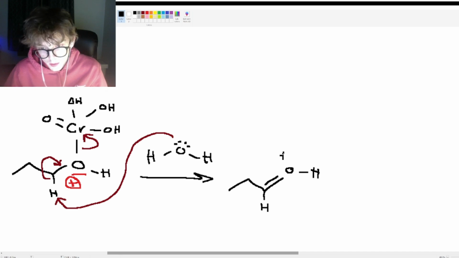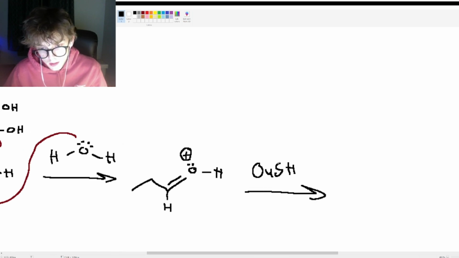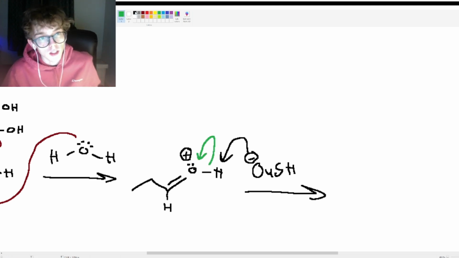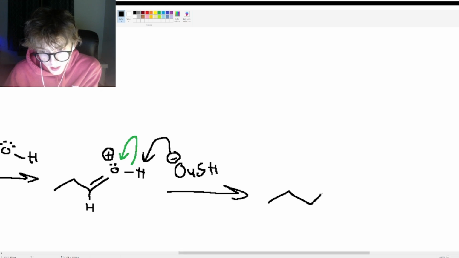Okay, awesome. We still have that positive charge, so how do we neutralize it? Well, we can come back and neutralize with our conjugate base by coming in like this, giving electrons to the oxygen. Geez, I need to learn how to draw arrows. And we will get an aldehyde.